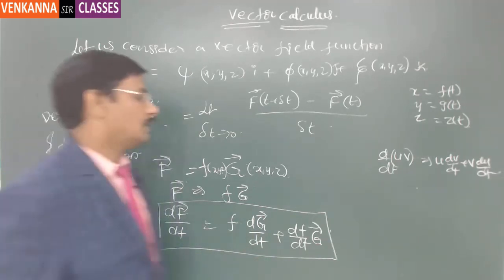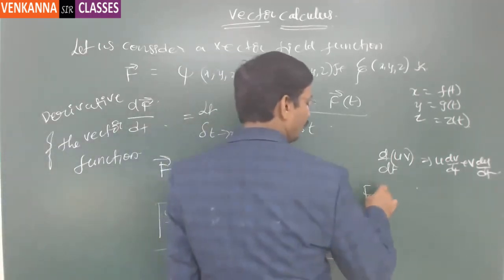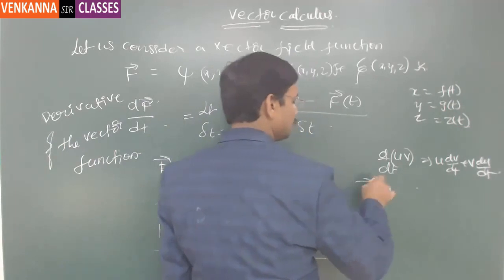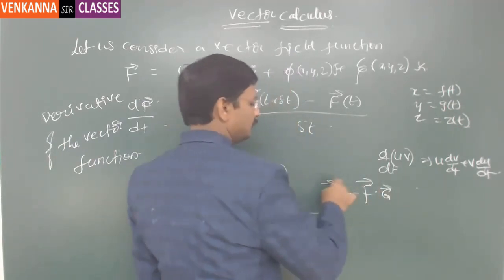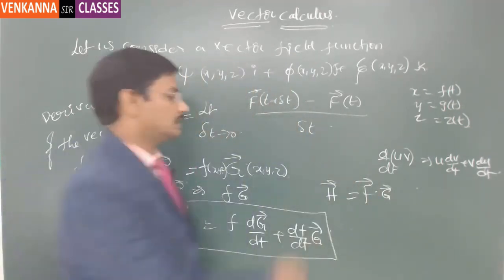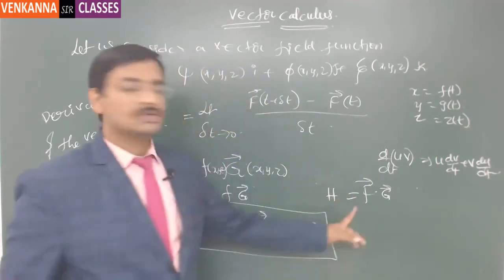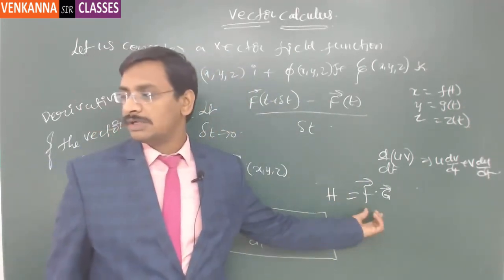Exactly in a similar manner, if you want to find the product of 2 different vectors, let's say this is the h vector. So h is the scalar given by f bar dot g bar, where it is a dot product.